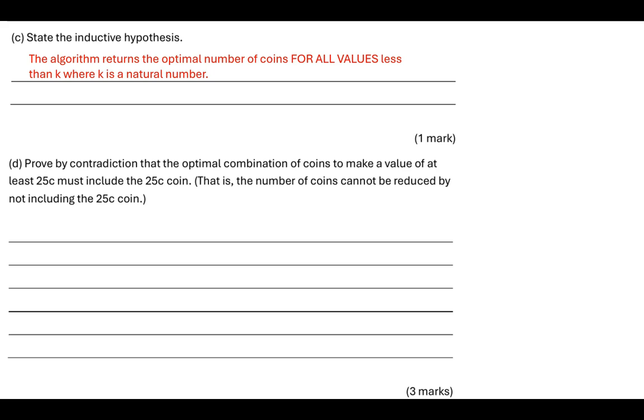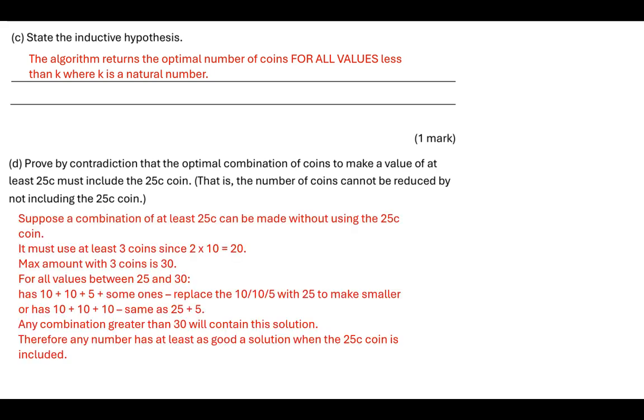Proof by contradiction. These are always quite easy to get the first line. So not impossible to get wrong, but we first off assume that a combination of 25 cents can be made without using the 25-cent coin. Now the next bit is quite subtle, so I would have been generous with the second mark, but the third mark, very, very hard to get.